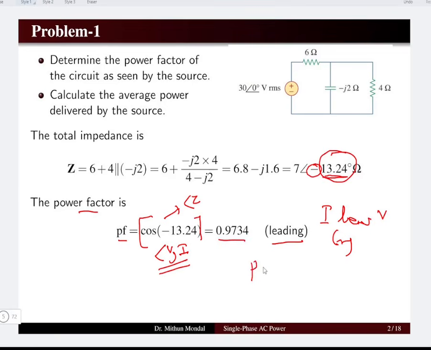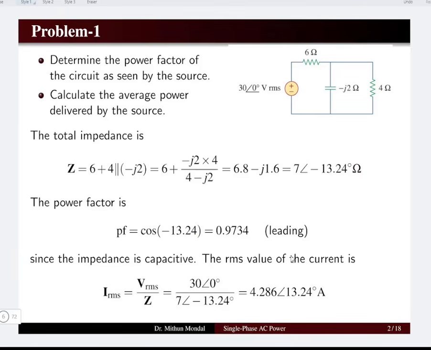Usually we know that the power factor value will lie between 0 and 1. The maximum value of power factor can be 1, which is for a resistive network. Here, since it is a capacitive network, we have a leading power factor and the value is 0.9734.